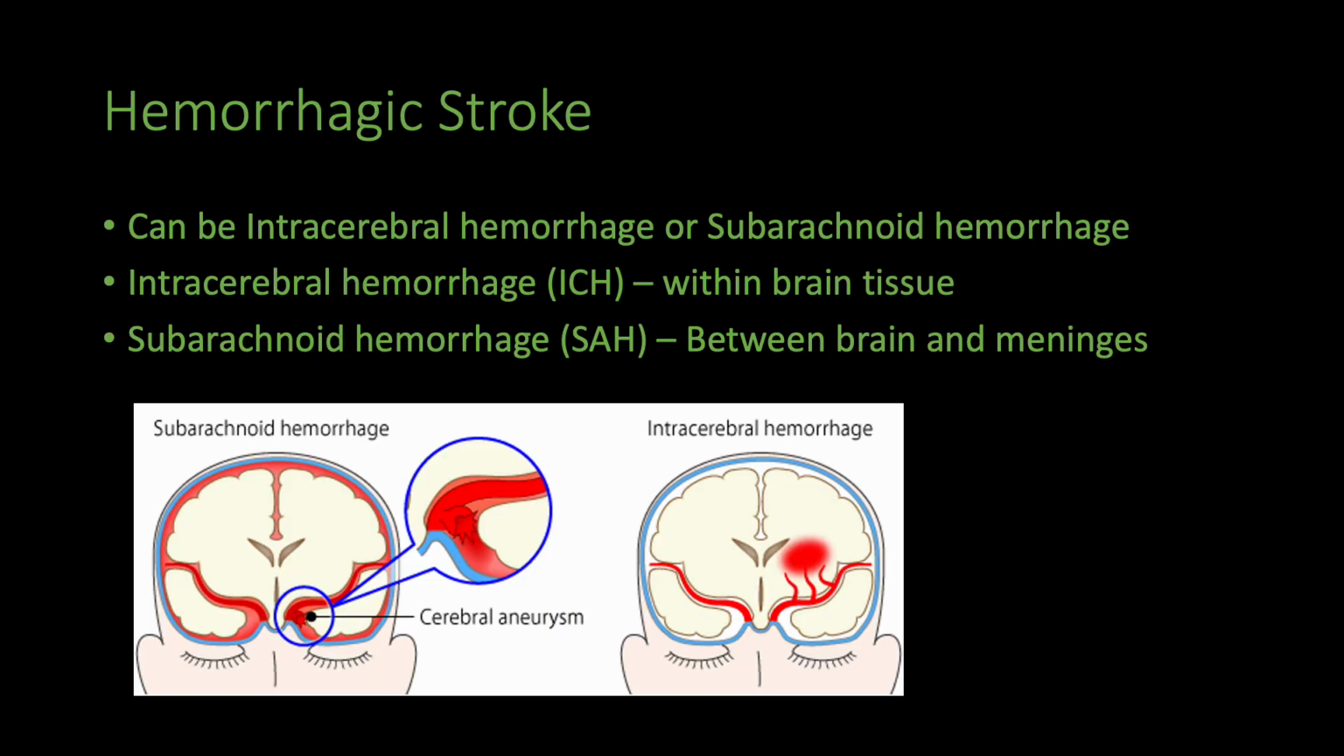Hemorrhagic stroke is another section I want to talk to you about. There are also two types here. It can be intracerebral hemorrhagic, or subarachnoid hemorrhagic. Intracerebral hemorrhage is usually where the blood is spread within the brain tissue.